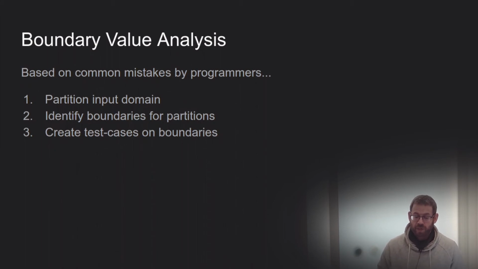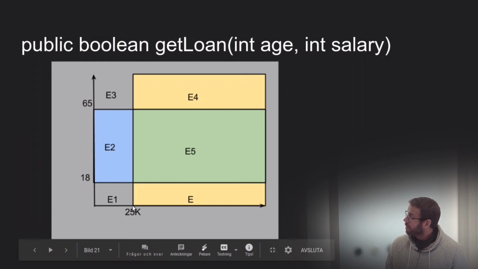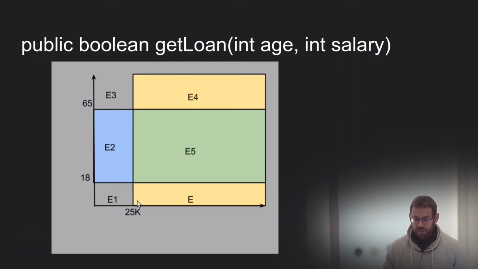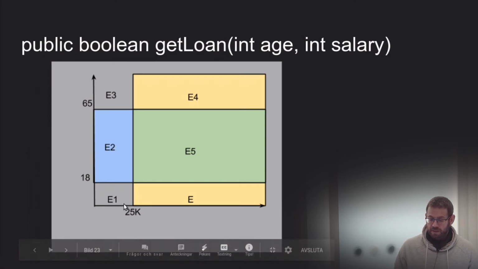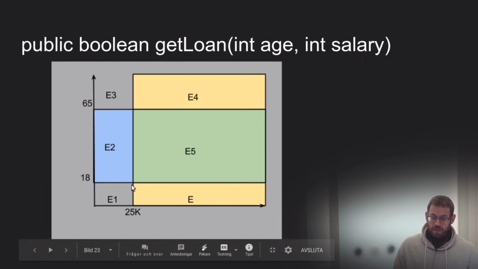So we still partition the input domain, we identify the different boundaries. And the boundaries is the axis here, so 24,999 and 25,000 is the boundary, right? So for this case, you perhaps create one test case in E1 where you are 17 years old and too poor. You have 24,999. And then you have another test case on the other side where you're old enough, but you're still too poor. So you're 18 years old, and then you have 24,999.